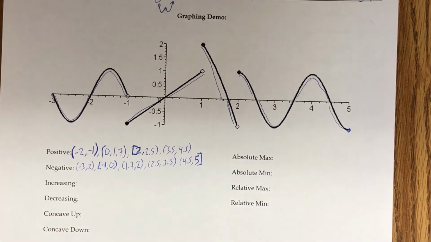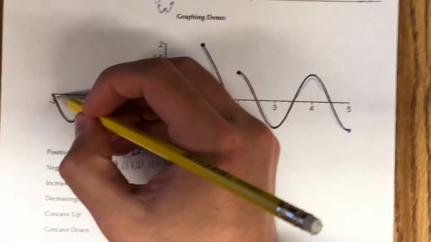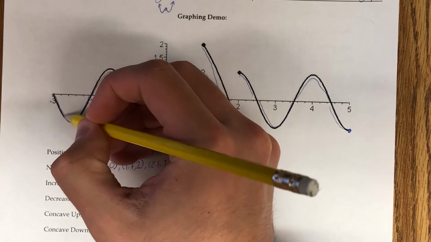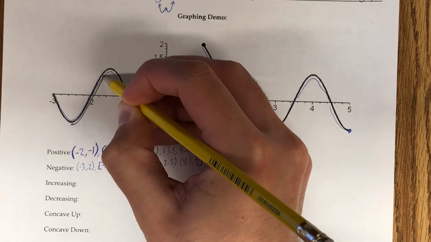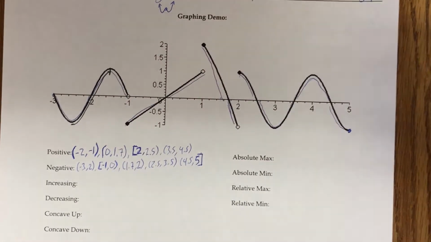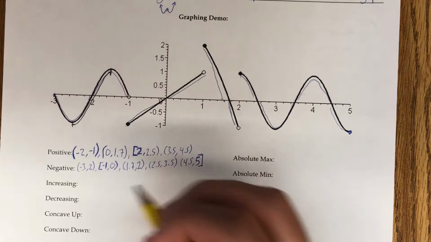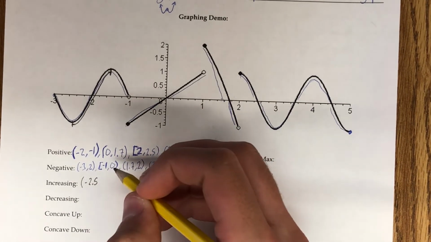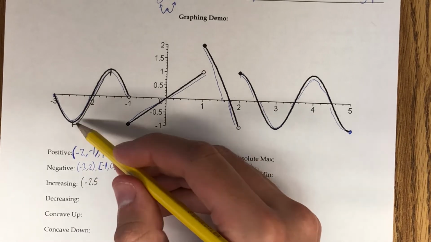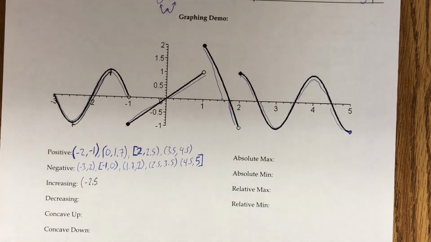Okay. So positive referring to above the x-axis, negative referring to below it. Increasing refers to slope. So as we look here, we're decreasing from -3 to about 2.5, but then when we hit 2.5, we're increasing all the way up until we hit that top point. So we are increasing from -2.5, we'll call that. And we do use a parenthesis here, not a bracket.